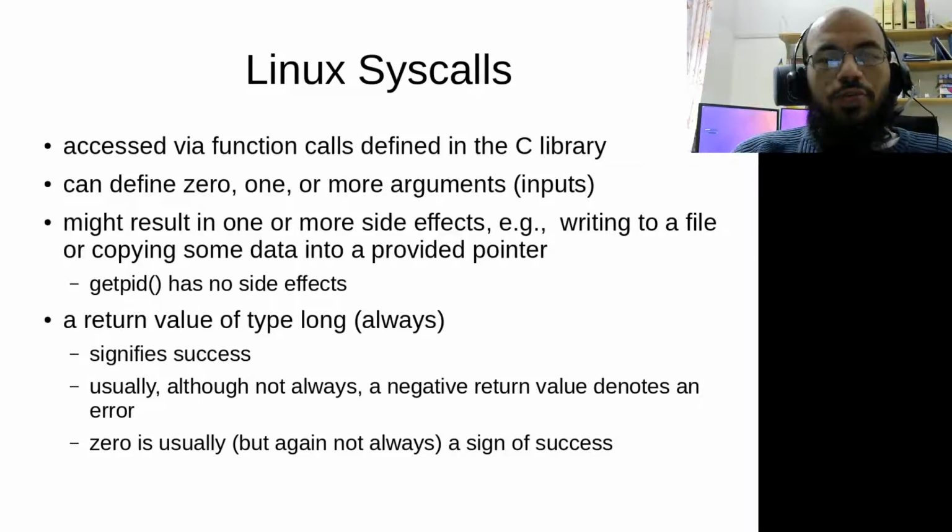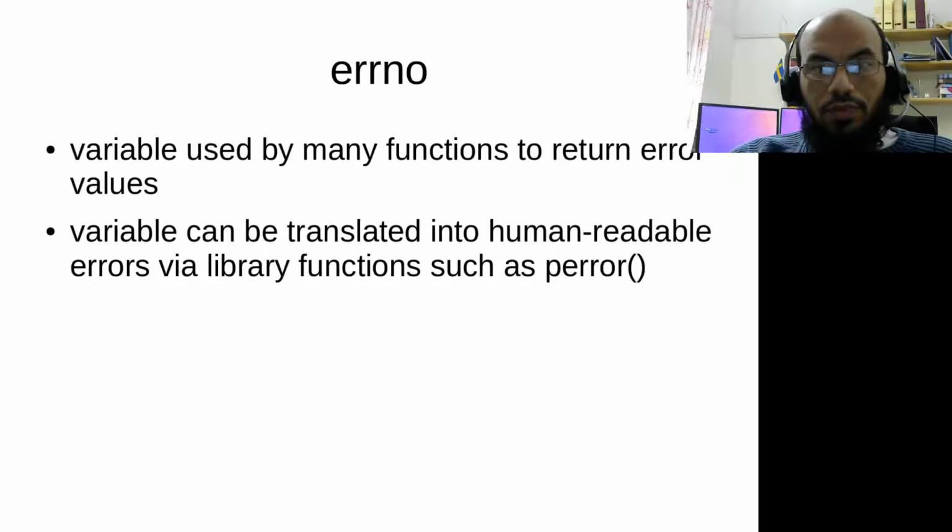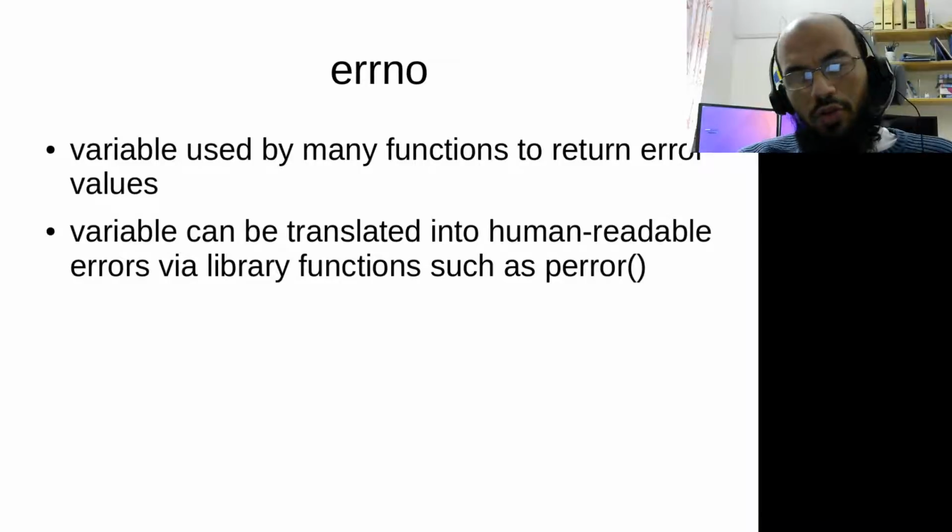So usually, though not always, a negative return value would denote an error. 0 is usually a sign of success, but again, not always. Okay? So if you get an error, then you get an error. There is a variable that's called errno, which is error number basically, and this is used by many functions to return error values.